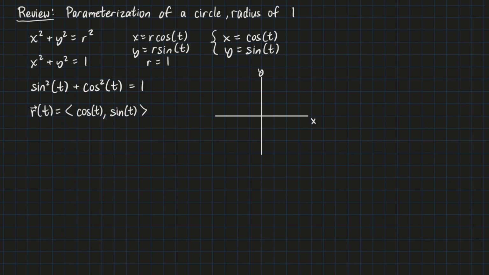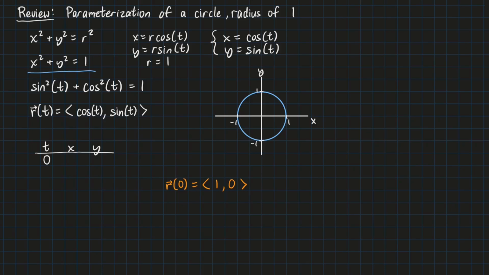First, we have the equation in terms of both positions, x and y. We know how to plot a circle. We can create a table for t, x, and y, so we can know what the values of x and y are whenever we change the values of t. We'll start by plugging in a 0 for t. The cosine of 0 is 1, and the sine of 0 is 0. So that means we have a vector starting from the origin, and at t equals 0, we're going to the point 1, 0.